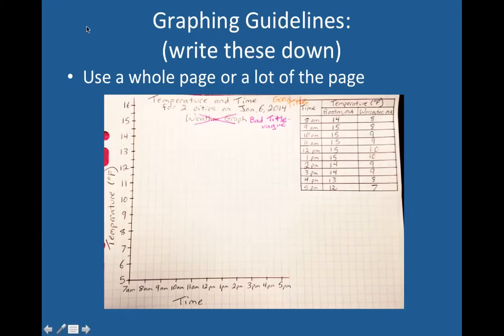So first rule of thumb is to use either a whole page or use a lot of the page. A lot of the experiments we do, you're going to have a lot of data that has a fairly large range, so it makes sense to use the space that you need to show it well. For my example graph I'm showing you, I graphed this temperature data, and this is the forecasted temperature for today, which is Tuesday, January 6th or 7th, 2014.